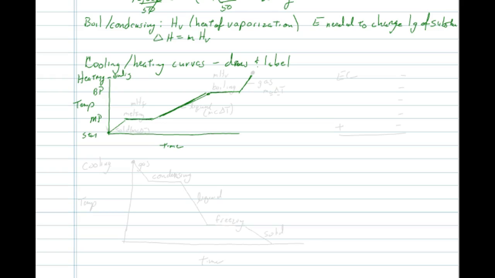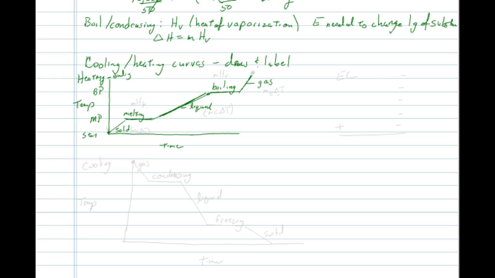This is how you draw the heating curve, and then what's left is labeling it. The diagonal down here at the bottom is always a solid. The middle diagonal is always the liquid, and the upper diagonal is always the gas. Solid to liquid, what's going on here? You're melting. Liquid to gas, what's going on here? You're boiling. And that's the heating curve.